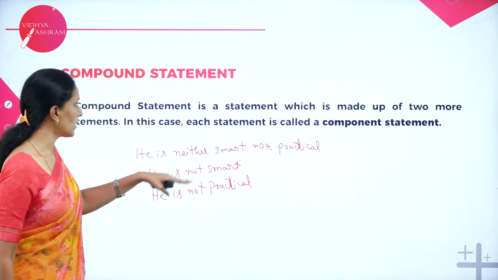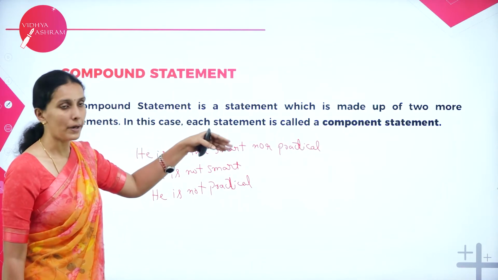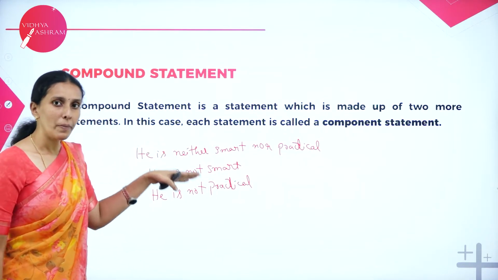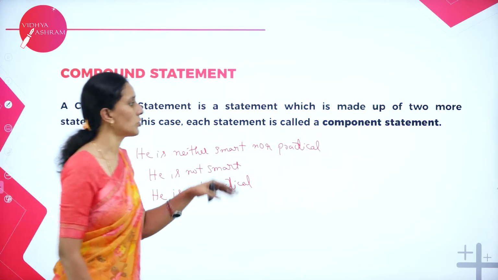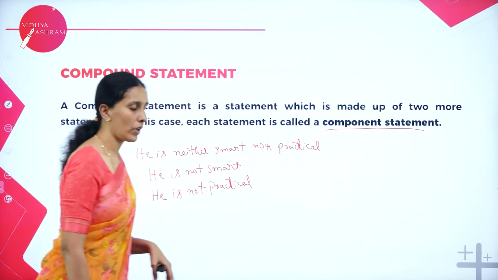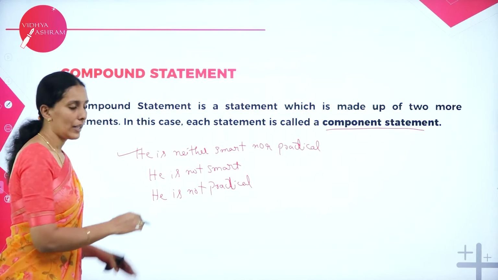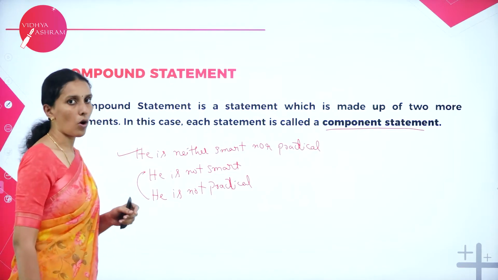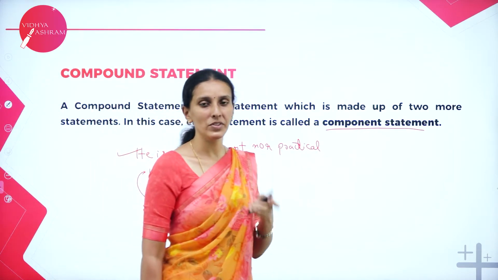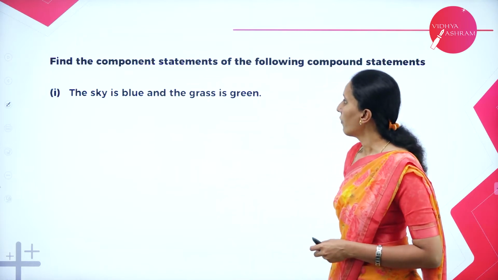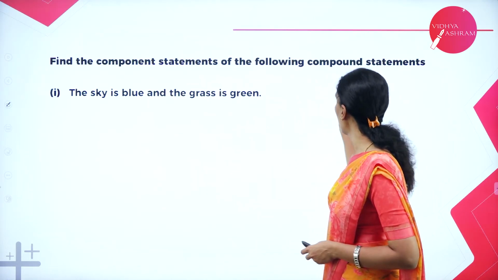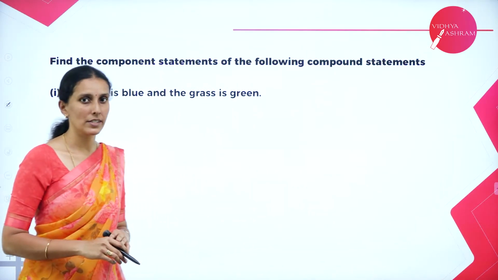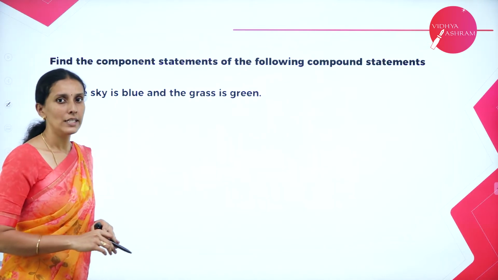So a compound statement is a statement which is made up of two or more statements. It can also be divided into statements which are called component statements. If this is the compound statement, then you can divide it into two more statements. Here these two are called component statements of the compound statement. Now find the component statements of the following compound statements. You have to identify the component statements of the given compound statement.